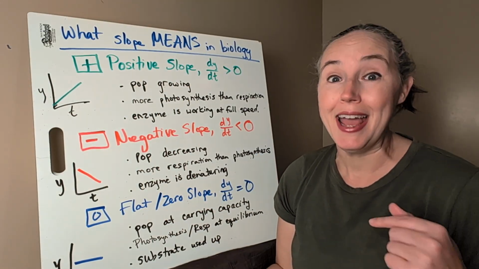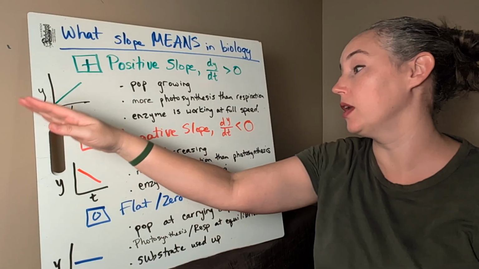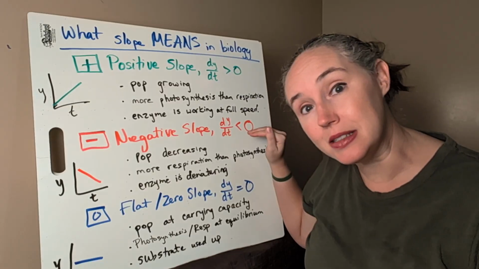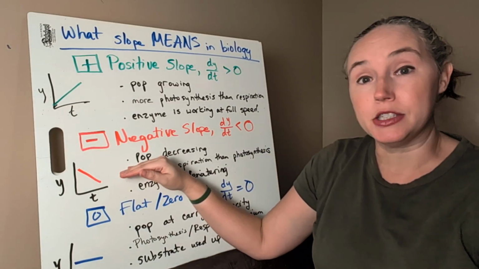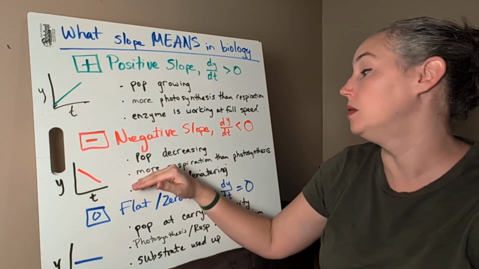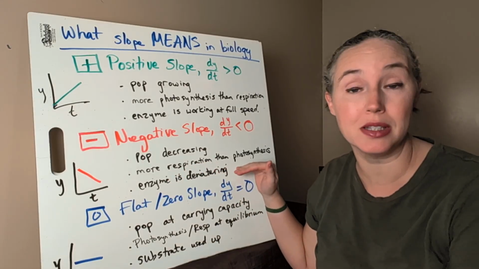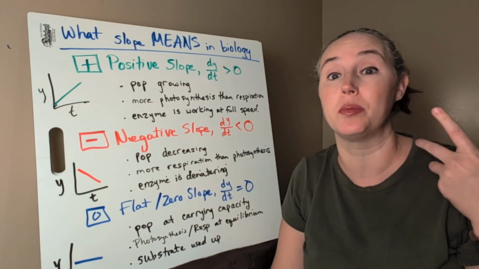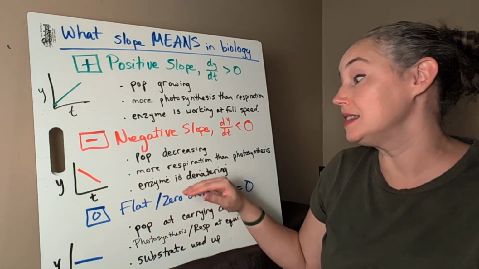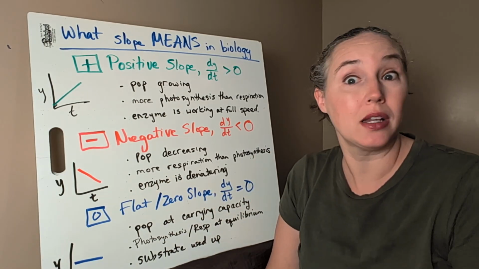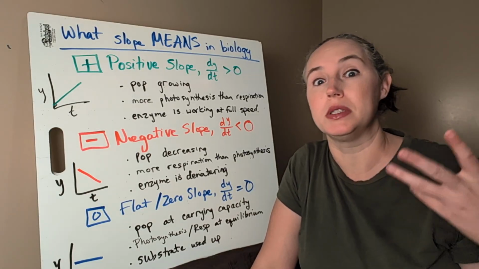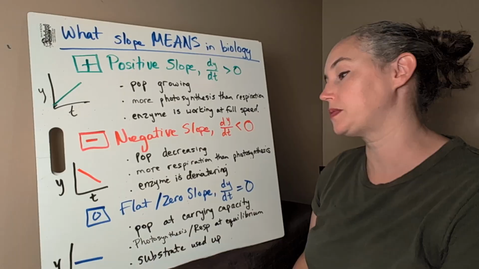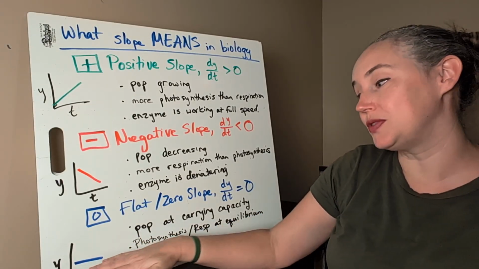On the other hand, if we have a negative or a downward slope, dy over dt will be less than 0. Our population would be decreasing. More respiration is happening than photosynthesis if our oxygen concentration is going down, so more is being used up than is being produced. Or let's say it's an enzyme catalyzed reaction. If we see a downward slope, then maybe our enzyme is denaturing from some outside force, like temperature or pH change. Then there's the flat line.